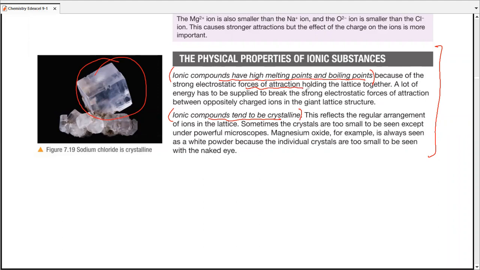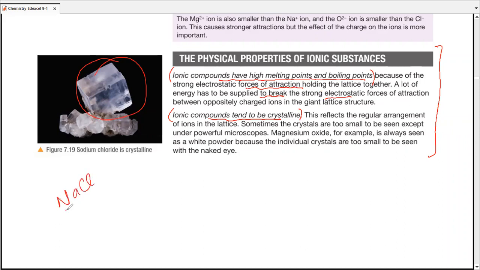This is the reasoning. When they ask you why or how, then you're supposed to explain this reasoning. So a lot of energy has to be supplied to break the strong forces of attraction and then melt the substance or boil it. All right. So that's why they have high melting and boiling points.